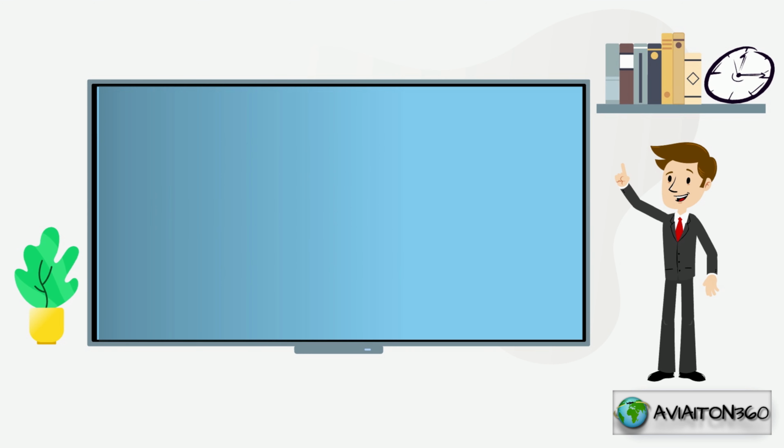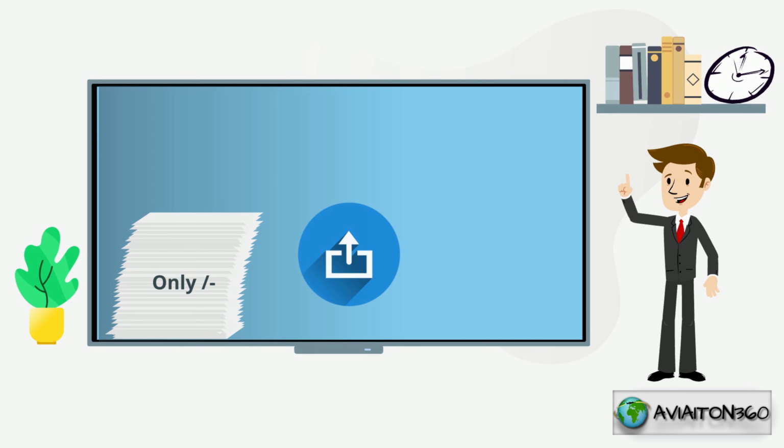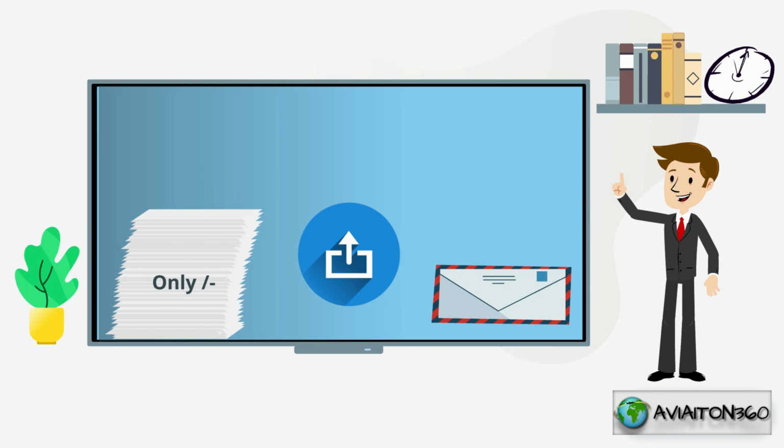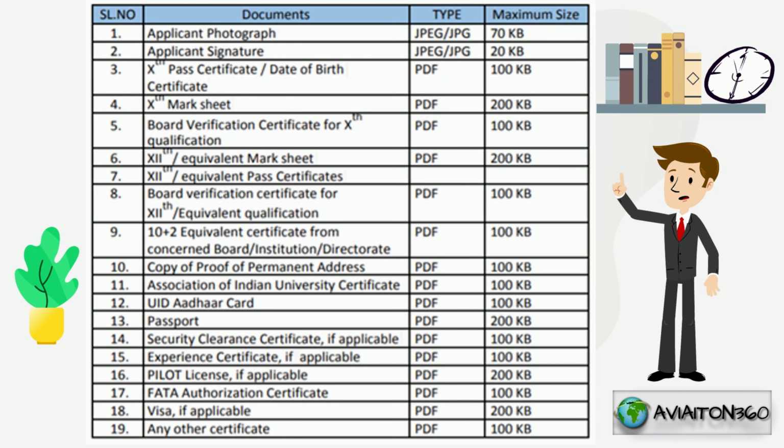There are certain documents which are required to be uploaded and sent to DGCA while applying for your computer number. The list of the documents is displayed on your screen.